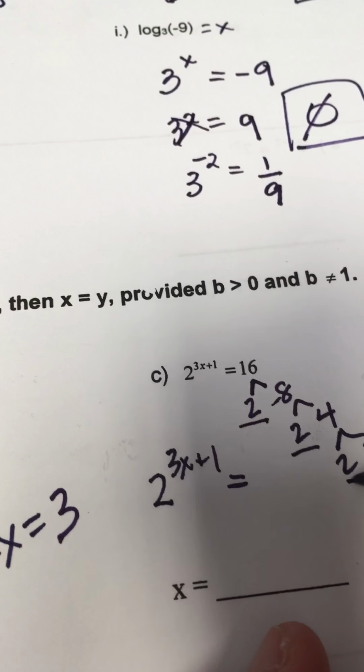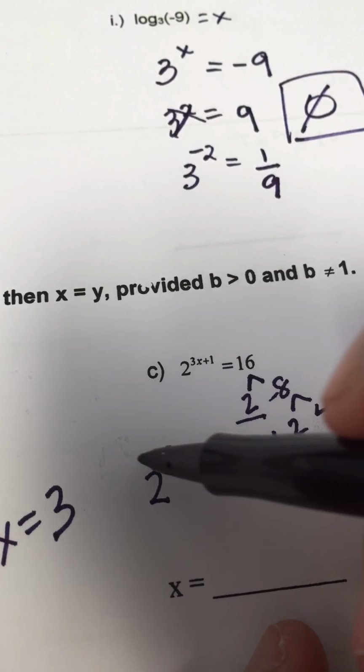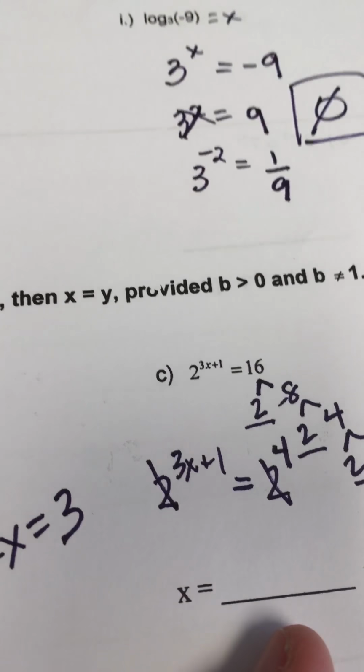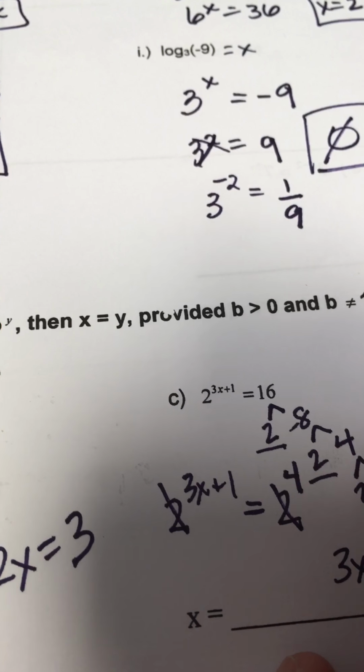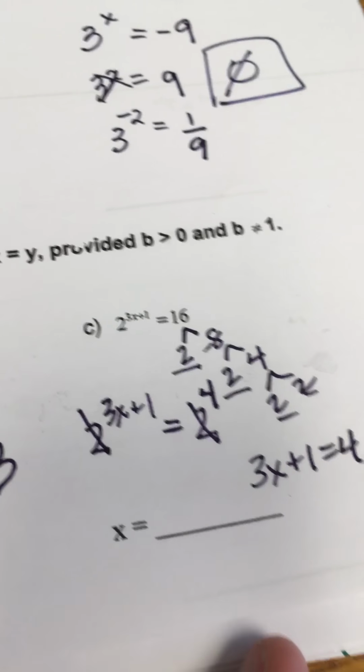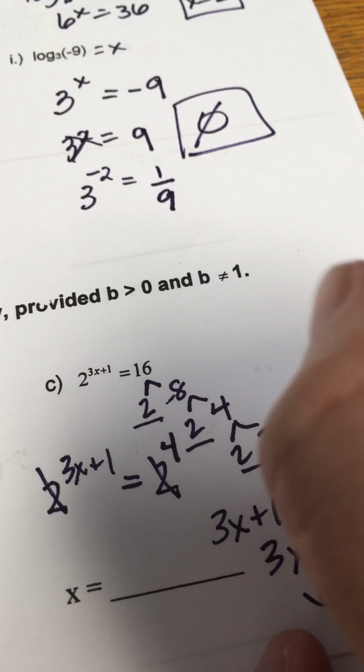16 is 2 to the fourth. Since the bases are the same, the exponents have to be equal to each other. So I set 3x plus 1 equal to 4. I have 3x is equal to 3, and x is equal to 1 then.